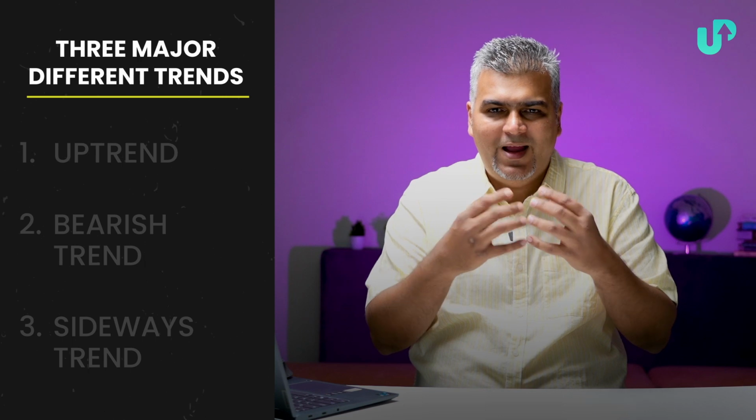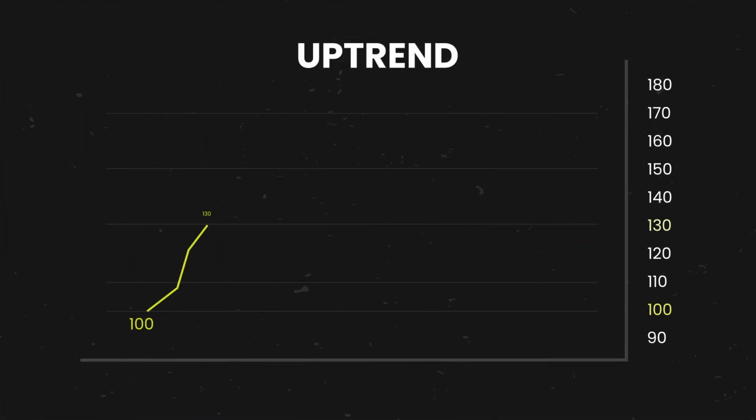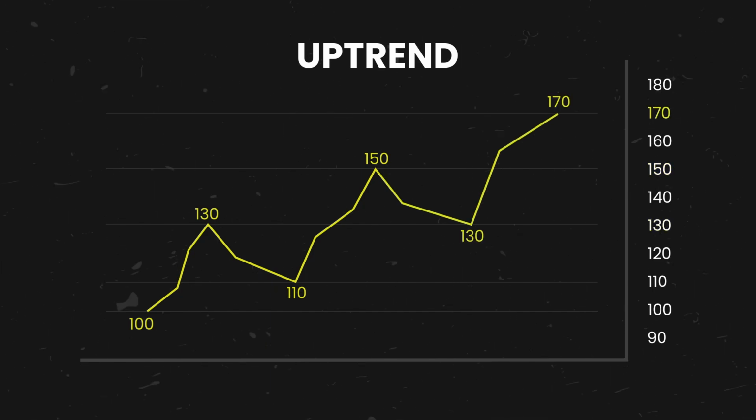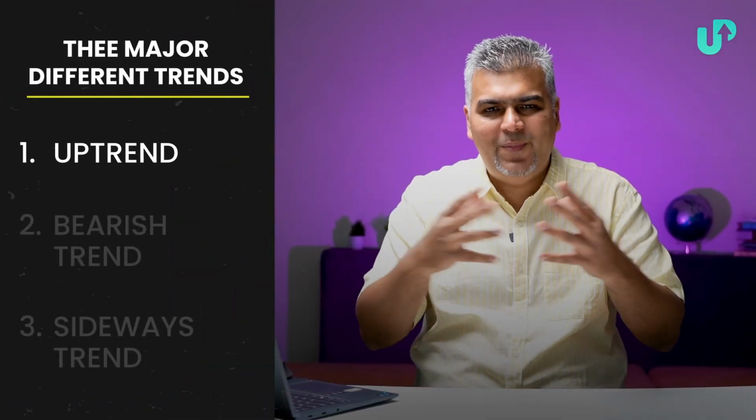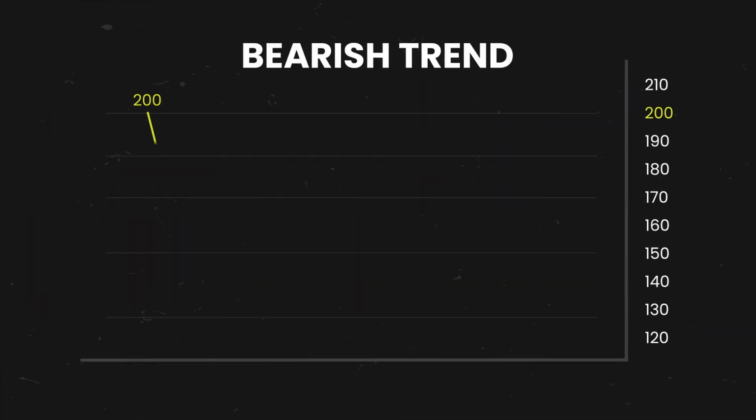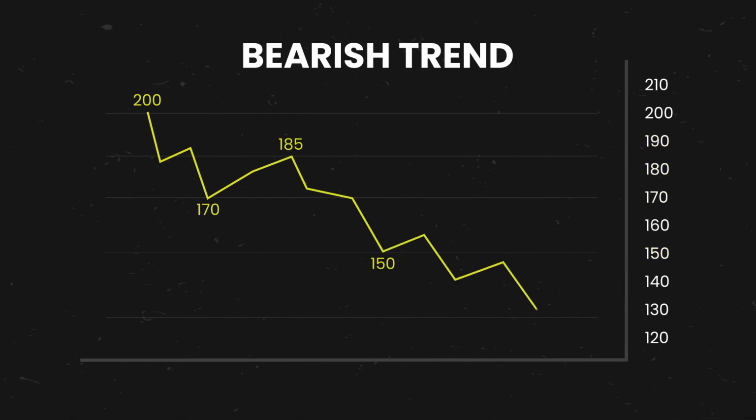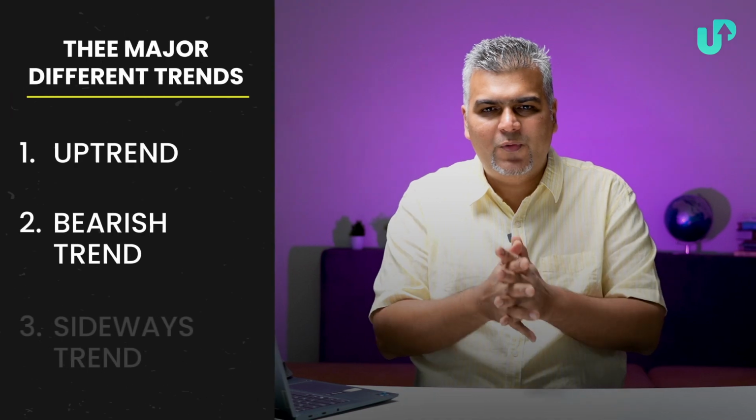The first one is an uptrend, which is where markets, indices and stocks are making higher tops and higher bottoms. So you basically go from 100 to 130, back to 110, then to 150 and back to 130, then 170. This is a classical uptrend. What is a bearish trend or a downtrend? It is where you're making lower tops and lower bottoms. So you're falling from 200 to 170, pulling back to 185, going back to 150 and so on and so forth. The last one is what we call the sideways trend, where the markets are going sideways in a very tight range. This is a tough period, where there is no major trend.